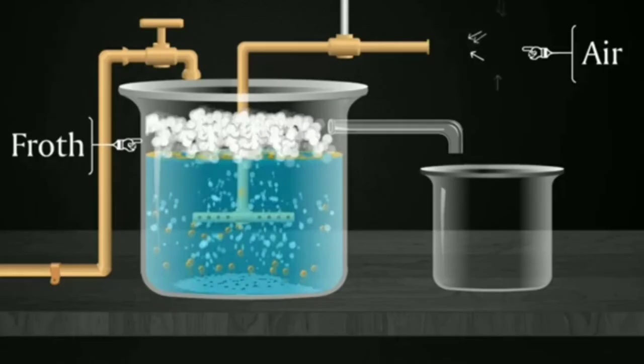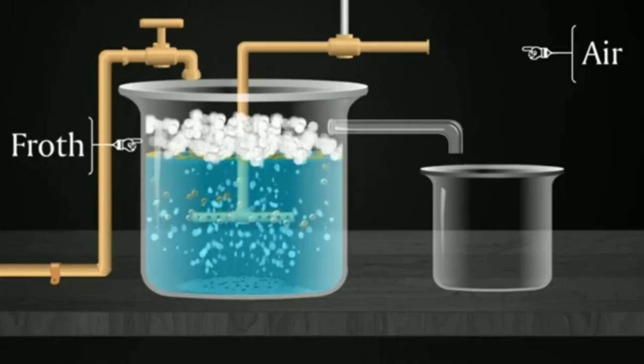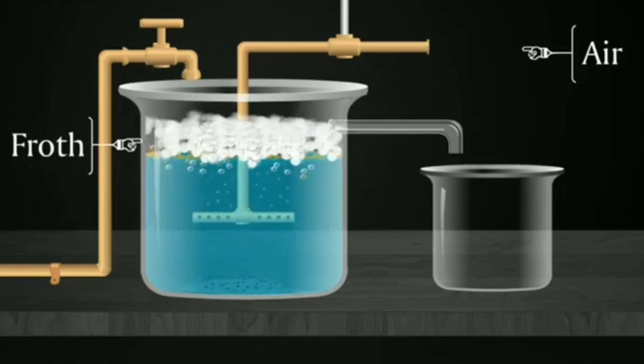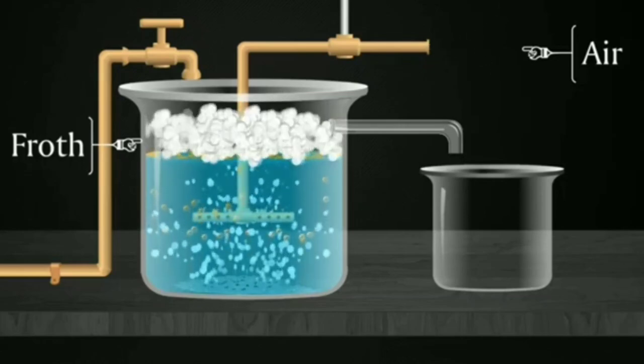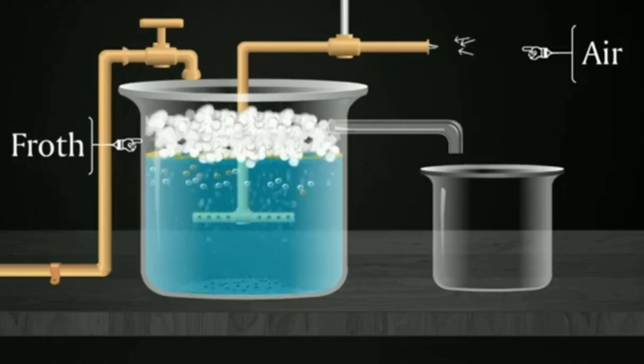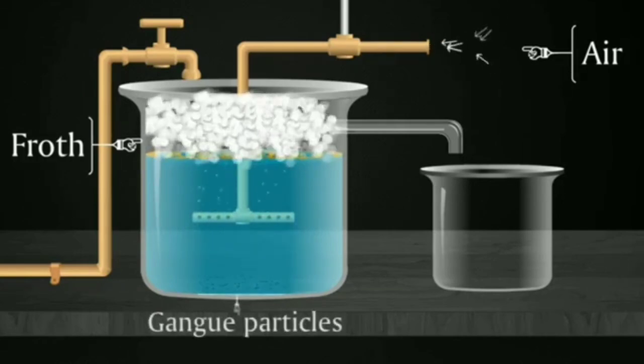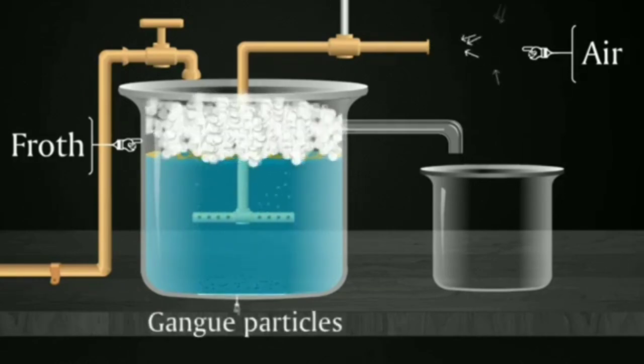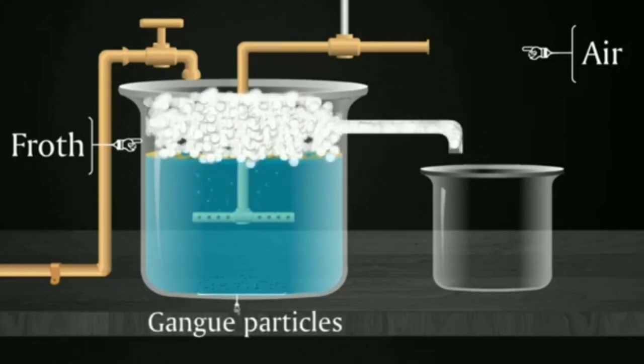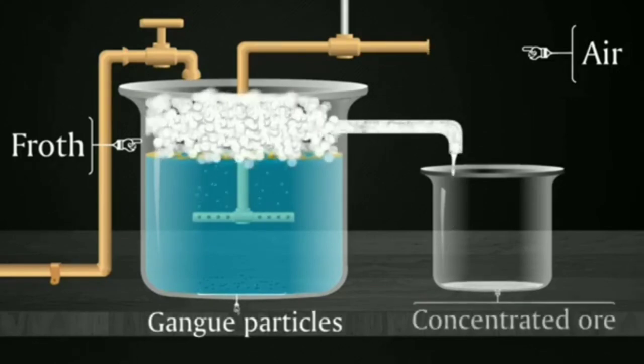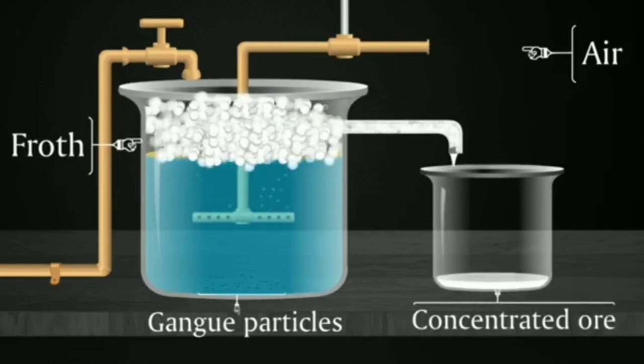Remember that the sulfide ore particles are preferentially wetted by the oil. The froth can be skimmed off. The impurities or gangue particles, which are preferentially wetted by water, become heavier and settle down. The froth is transferred into another container from where we can obtain the sulfide ore particles.